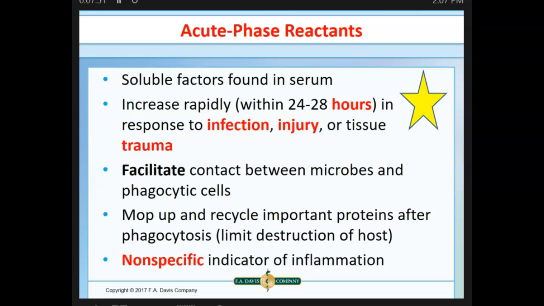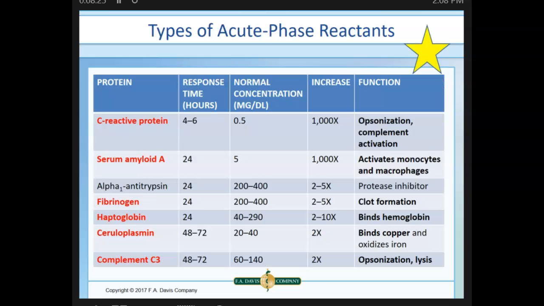So acute phase reactants also mop up and recycle these important proteins after phagocytosis to limit the destruction of the host. It's also important to remember that these are non-specific indicators of inflammation. So I'm going to show you an example list of the most commonly discussed acute phase reactants. And these cannot be used to diagnose any specific disease. It's just used as a non-specific indicator of inflammation, as in, yeah, there's some kind of immune response going on.